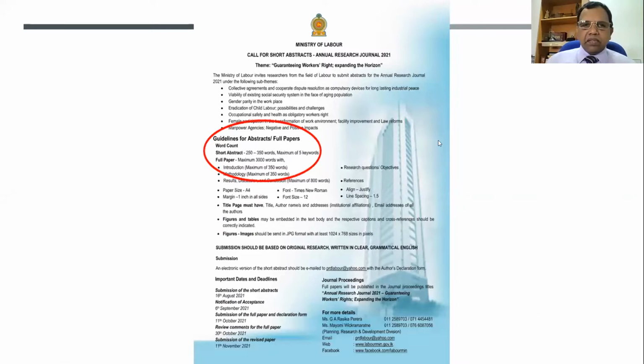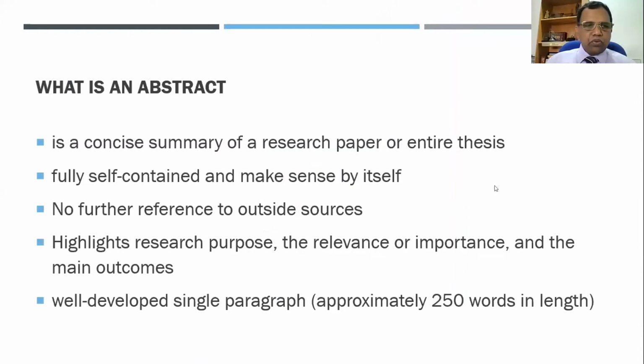And see here, this is from Sri Lanka. It's also the Ministry of Labor, all for short abstracts for their annual research journal. It also says guidelines for abstract or full papers, and short abstract is 250, 300 words. Now, just to write this 300 words, we are having a workshop, right? So then it must be something important. That is why we have selected this topic to discuss today.